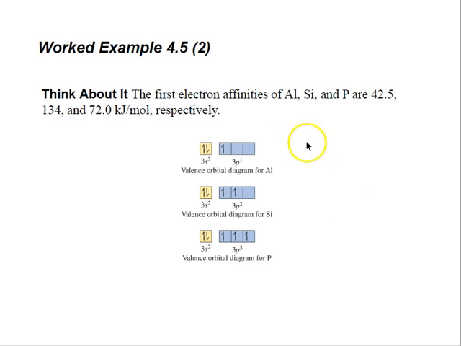The first electron affinities of each of these, adding in electrons, are for aluminum 42.5, silicon 134, and phosphorus 72. So again, as we were mentioning on the last slide, when I add in an electron for aluminum, I can put it in either of these places, and it's degenerate energy, meaning the same energy as this electron. When I fill silicon, I can put it in this orbital. And then when I fill for phosphorus, I need to start pairing up. I got to pair up somewhere.